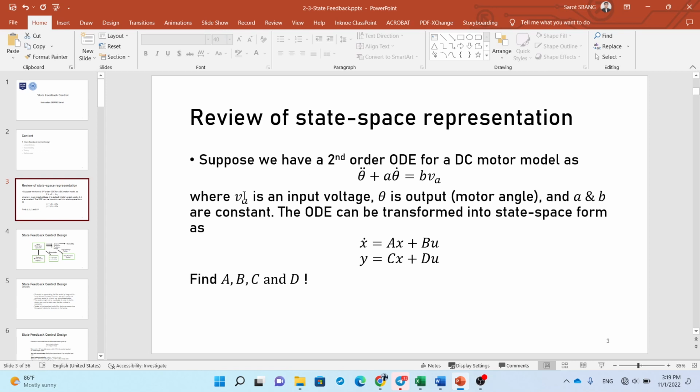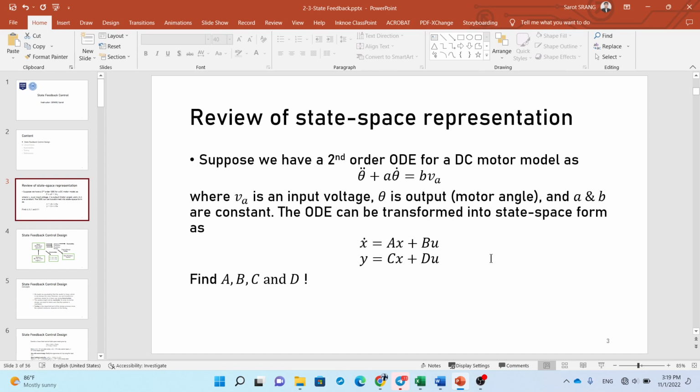In here, VA is the input voltage to the motor, theta is the output motor angle, and A and B are assumed to be constant. Then this equation can be transformed into state space form, as you can see here. And now you are asked to find A, B, C, and D. Let's exercise this to recall what you learned a couple of weeks ago.